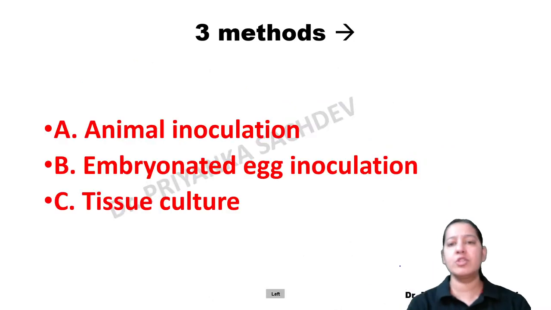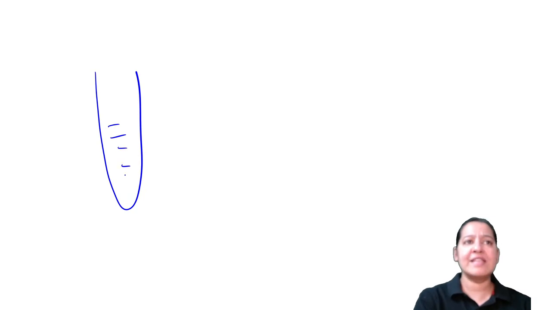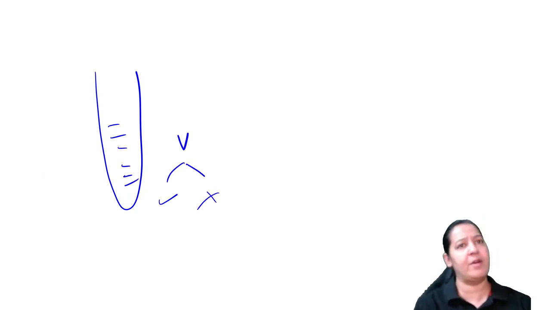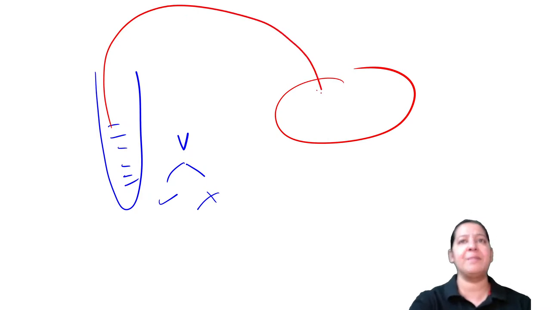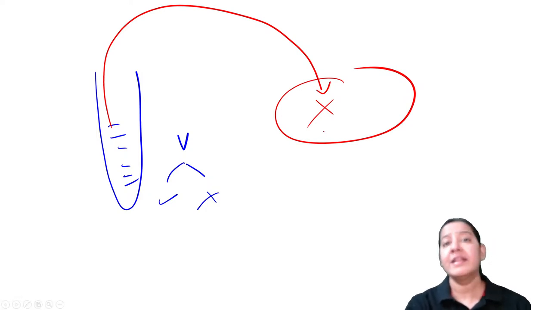So if you want to cultivate a virus, this is your specimen. You have a suspicion whether it has virus, yes or no. You can be right, you can be wrong. So you want to grow the virus. Now, if you take an agar plate and try to grow one drop of this specimen on it, you will not be successful, because any agar plate, be it blood agar or nutrient agar, contains nutrition, but they are acellular media. So agar plates are acellular media.